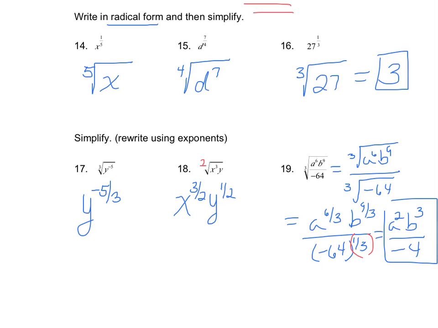So we learned how to actually rewrite fractional exponents as radicals and radicals as fractional exponents.